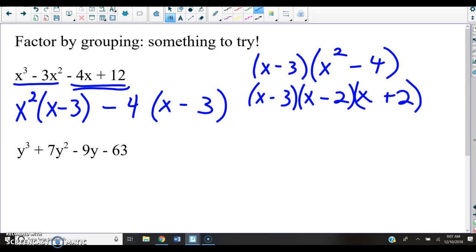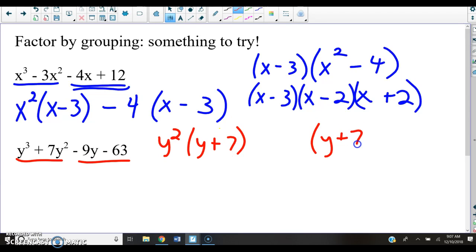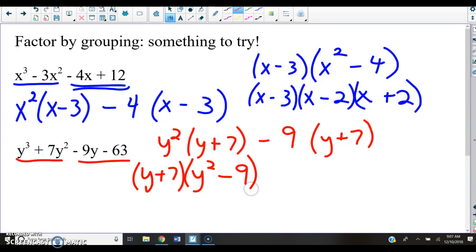Okay. The next one, if I group them again, okay, the first one I could take a y squared out, and I'm left with y plus 7. The second one, if I want the y plus 7, I got to take out a negative 9. So the y plus 7 is what's common. It's multiplied by y squared with the first pair, the minus 9 with the second pair.